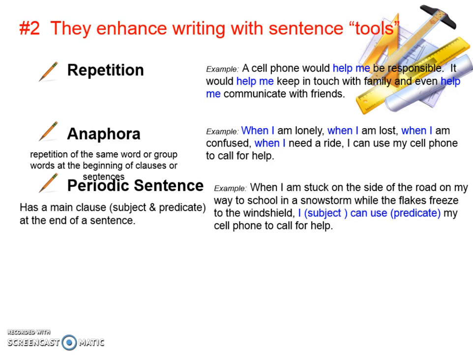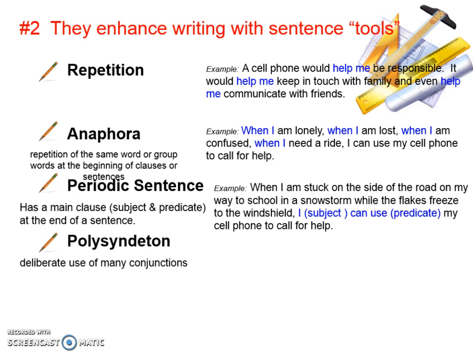When I am stuck on the side of the road on my way to school in a snowstorm while the flakes freeze to the windshield, comma, I can use, there you have the subject and predicate, my cell phone to call for help. So what you're accentuating by using a periodic sentence is the fact that the cell phone is helpful. Okay?